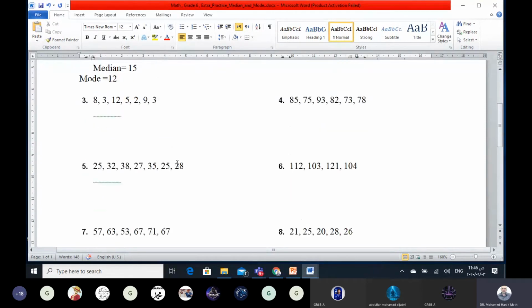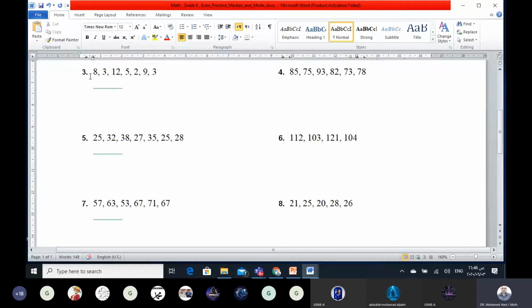Okay, right. I want now to start here with number 3. Mister, I found the answer. Tell me. 5 is the median and 3 is the mode. Great, thank you, Milad. Yes.